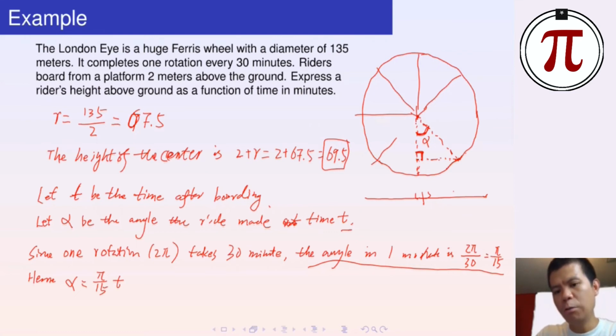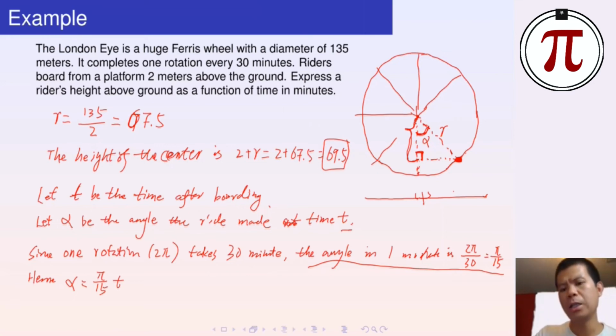Then if alpha is pi over 15 times t, here's alpha, and then we want to find the height. So after t, it is at this point. What is the height of this point? We need to find a general formula for this, right? The r is the radius. This is the radius. It doesn't change. It's always there, right? And r times cosine alpha is this distance, yes? Right.